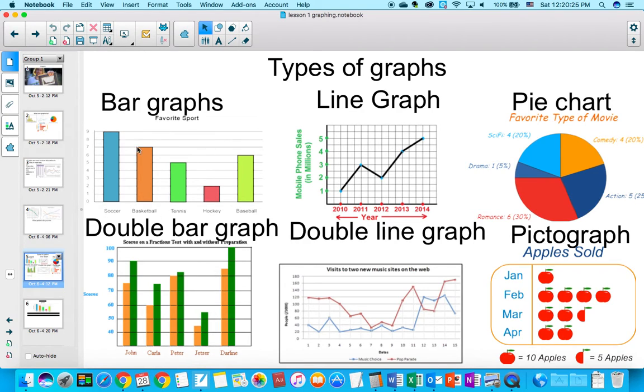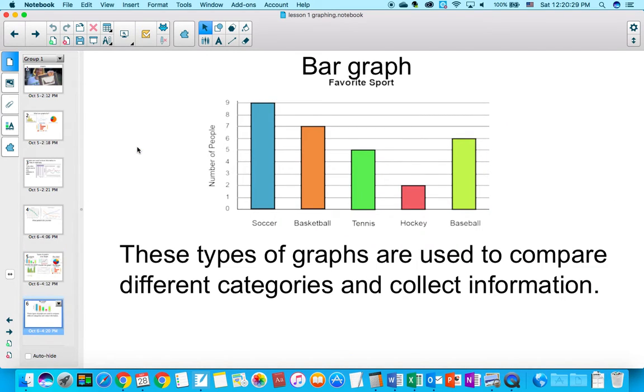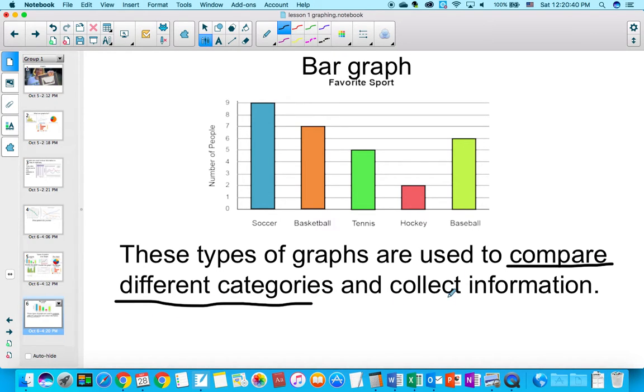So we're going to start with the easiest one. We're going to start with one that everyone knows and has seen before: bar graphs. These types of graphs are used to compare different categories and collect information.